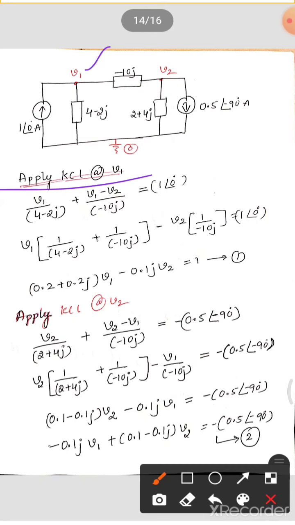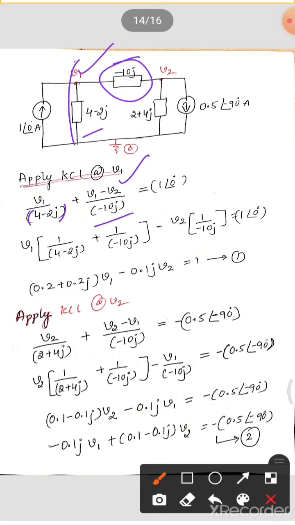Apply KCL at v1. How many branches are there at v1? There are 3: 1, 2 and 3. Remember, among these there are 2 branches of impedances, and one is an independent current source, which we have to write on the right hand side. So let's write the impedances first. The first branch is v1 divided by 4 minus 2j, in a bracket, plus the branch connected between v1 and v2. Since you are at v1, it is v1 minus v2 divided by minus 10j.